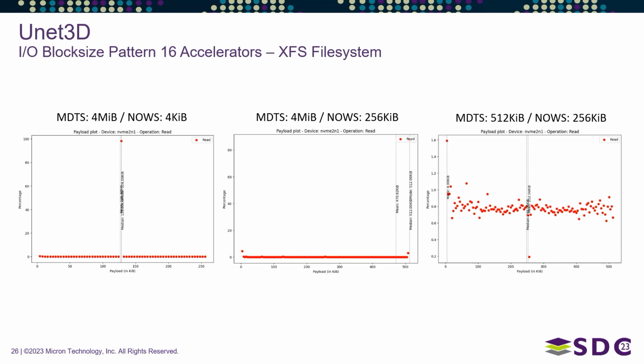And then if you just adjust MDTS down to 512, which you'd think wouldn't change anything because it only maxed at 512, you actually get a more even distribution for the I/O pattern, where the average is around 256, but none of them really peak up above the others.